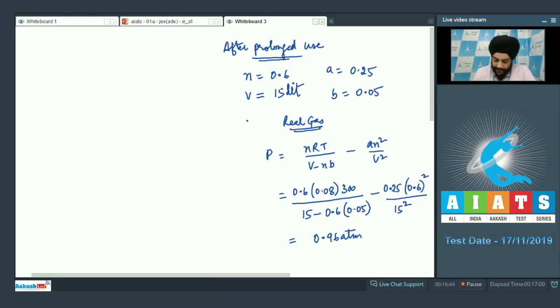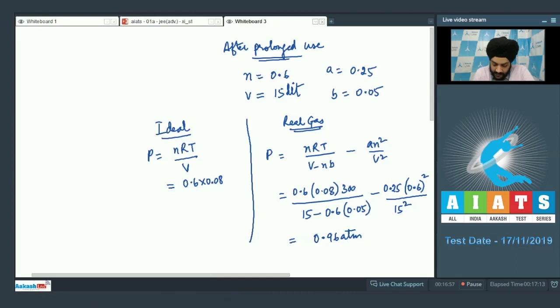Okay. Now if we assume the ideal gas behavior, students, so the pressure will be given directly by nRT by V. So we can just put these values. n was 0.6, R is 0.08, temperature is 300 kelvins, and the value of volume is equal to 15. So if we simplify this value, students, this will also approximately come out to be equal to 0.96 atmospheres.